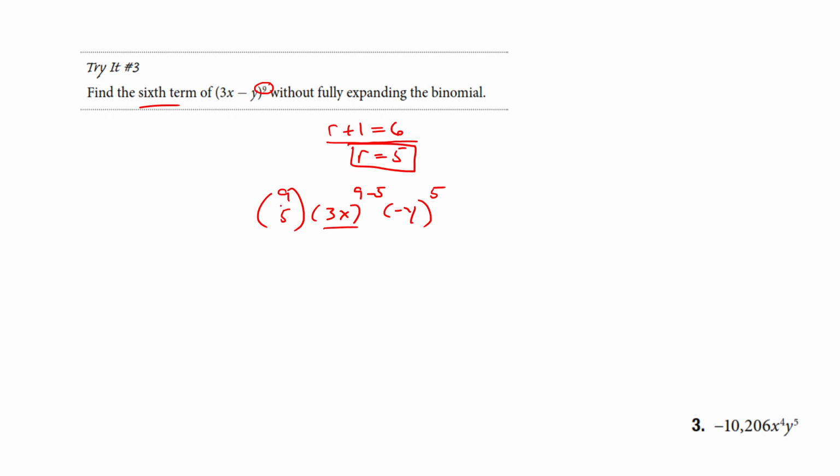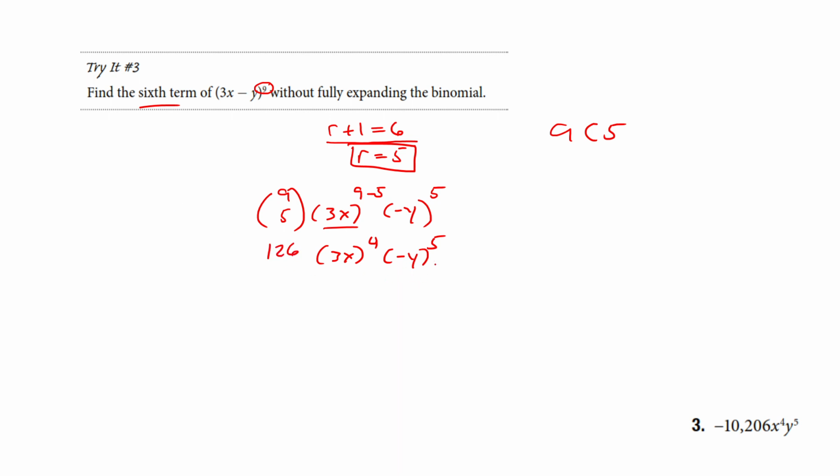Okay, so crunch this down. You would do 9c5 on your calculator. You'd be doing 3x to the 4th power, negative y to the 5th power. Hold on, let me see what 9 taken 5 at a time is. I get 126 here.